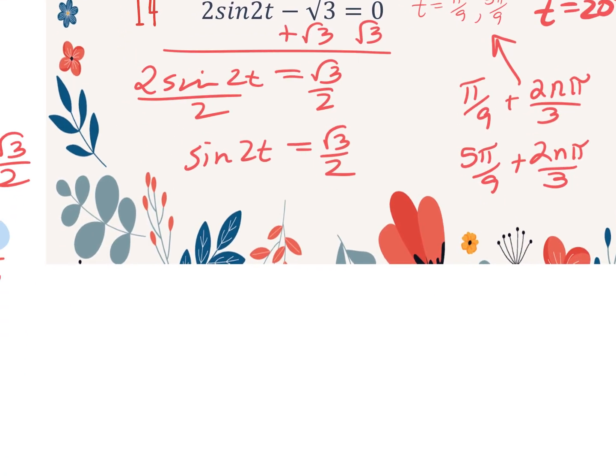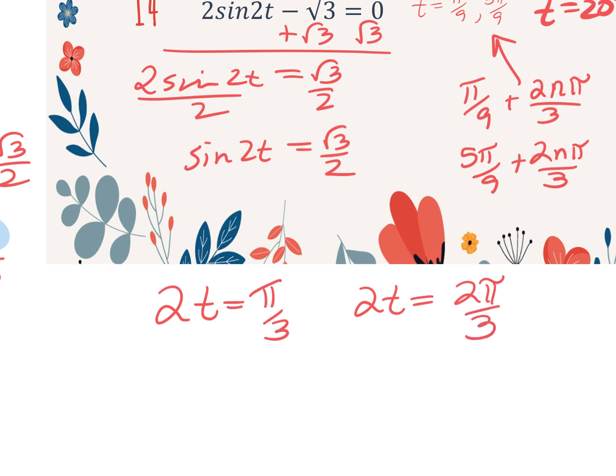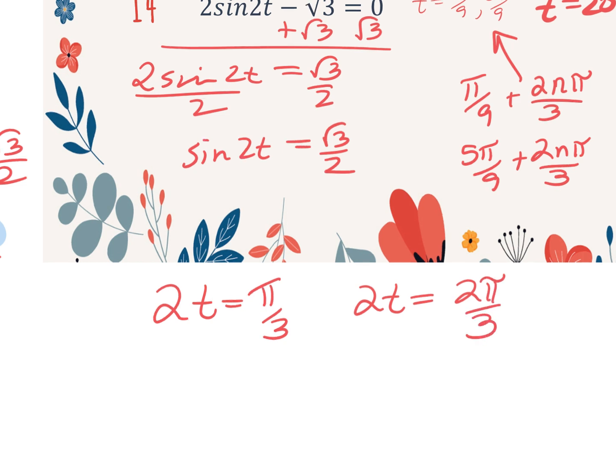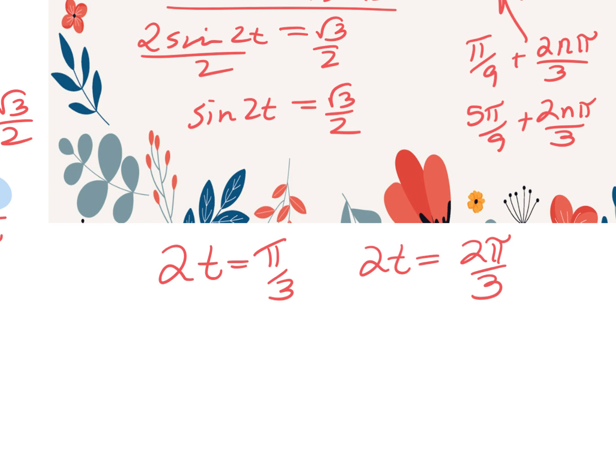So I'm going to be setting 2t equal to pi over 3, and 2t equal to 2 pi over 3. And then now I divide by 2. So either do this or multiply by 1/2, however you want to do it, because that cancels that. Actually, I should show it underneath each one. So divide by 2, divide by 2.